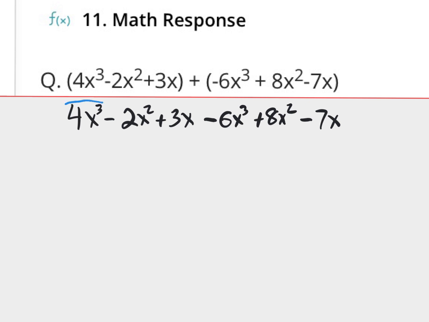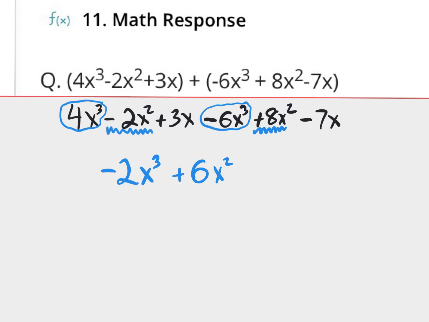How about this 4x to the third? I'm going to combine that with a minus 6x to the third. That's like having $4 and owing somebody $6. You're still going to owe $2. So minus 2 of those dollars, but in this case of those x to the thirds. Then we move on to the next highest exponent, which is a negative 2x squared with a positive 8x squared. That's like owing $2 and having $8. You could pay off your $2 and you're still going to have 6 left over. So you're going to still have $6, but instead of dollars, we have x squares left over.